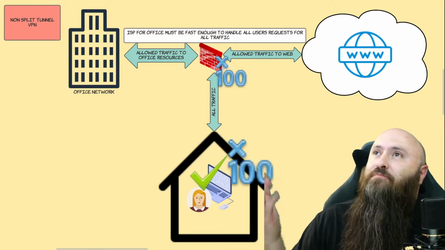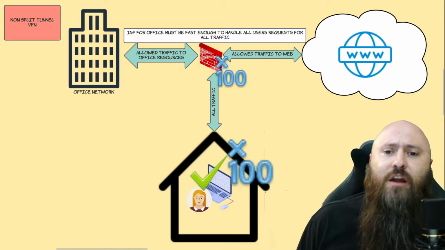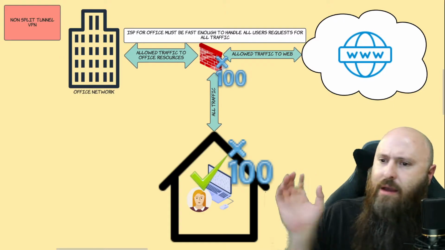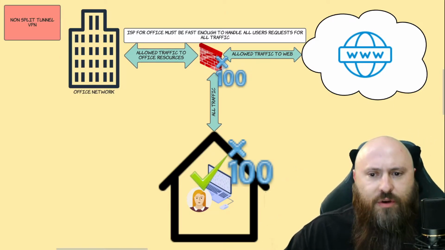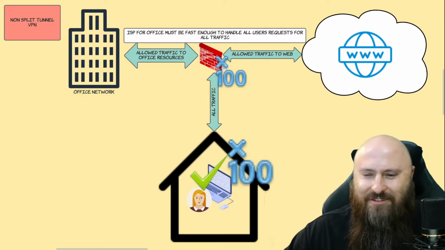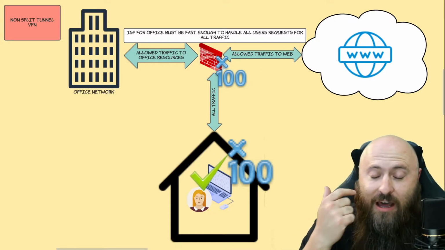Okay, so real quick, I'm going to get into my presentation, and what we're going to describe first is a non-split tunneled VPN, meaning that everything goes to the office, and everything's inspected, and then everything goes wherever it's supposed to go and is stopped wherever it's supposed to be stopped, right? So I start out with Sally down at the bottom. She has a 100 meg connection.